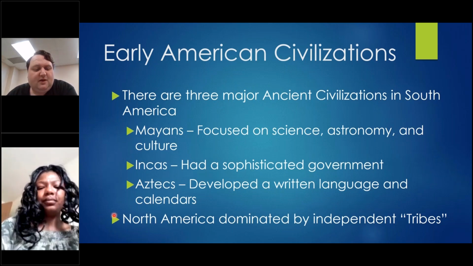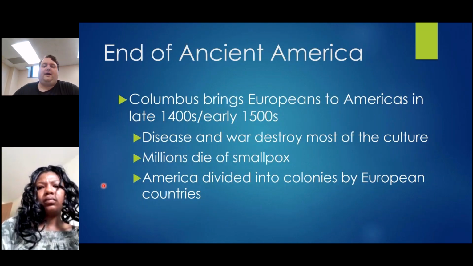Right. Now, North America at this time, like I said, doesn't really have a major large civilization like these three. North America is more broken into smaller groups called tribes that are independent from one another. Each of these different tribes had their own set of rules and their own set of laws. But they were much more spread out, and they didn't really have a shared identity with one another.